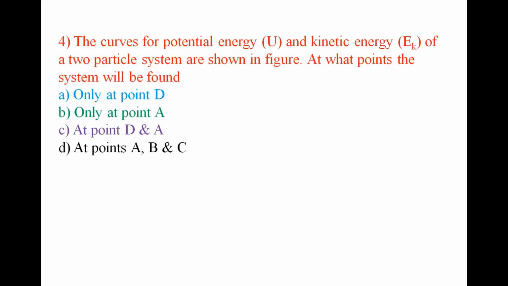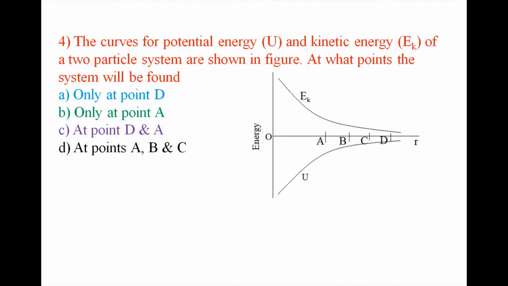The curves for potential energy and kinetic energy of a two-particle system are shown in the figure. Let's see the figure, that means the graph. At what points will the system be found? Option A is only at point capital D. Option B is only at point capital A. Option C is at point D and at point A. And option D is at the points A, B and C.